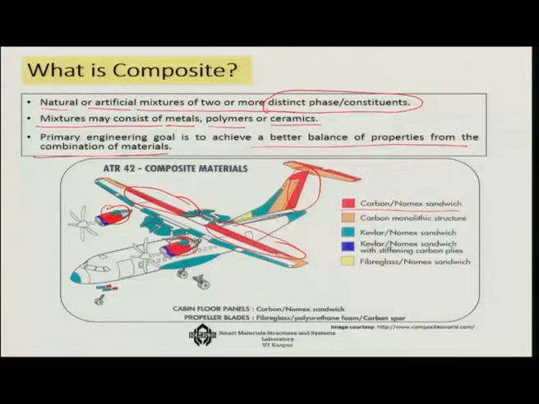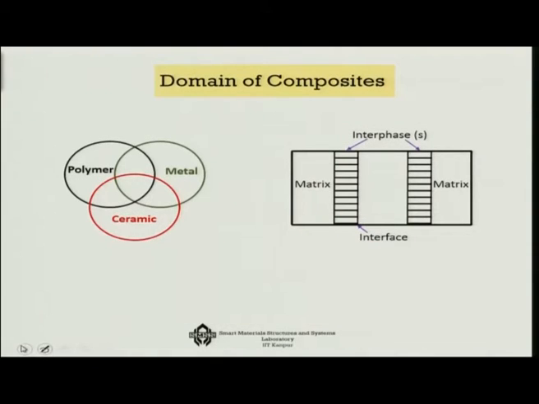Then the Kevlar Nomex sandwich, the green part, is used in the fuselage, in the tip of the wings, and the front part of the radar and the back side. Similarly, the fiberglass Nomex sandwich, the yellow part, is also used in some sections. That is a low performance one, hence it is not used much, but it is also getting increasingly used. Thus you can see these composites are used at various places in today's aircraft, and in some aircraft as much as 60% of the aircraft structure is replaced by composite materials.